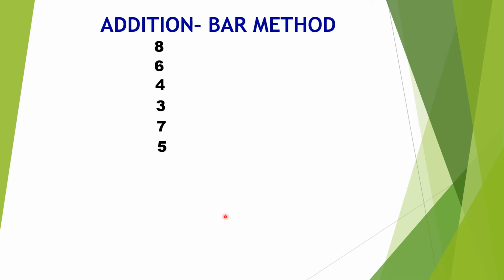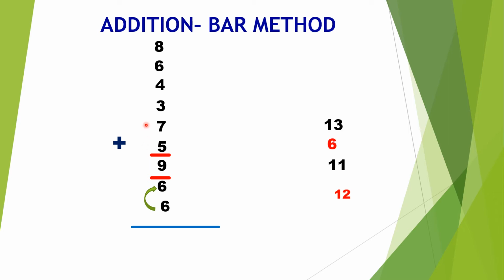One more example. Let's do it quickly. Start from the bottom. 6 plus 6, 12. So 1 bar. Keep 2 in your mind. 2 plus 9, 11. So 1 bar, again drop 10. Keep 1 in your mind. 1 plus 5, 6. 6 plus 7, 13. 13 means 1 bar. Keep 3 in your mind. 3 plus 3, 6. 6 is a single digit number.